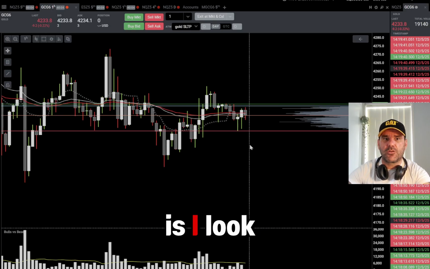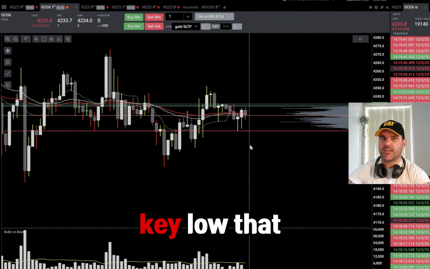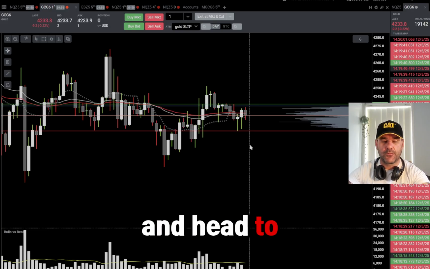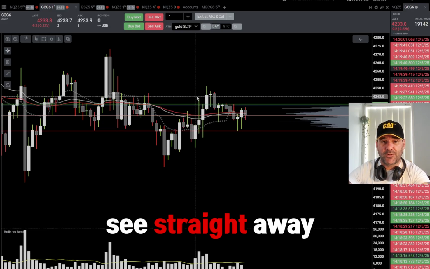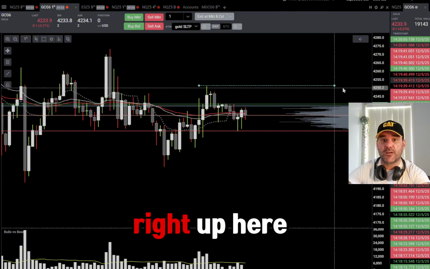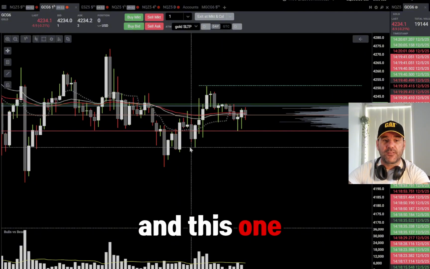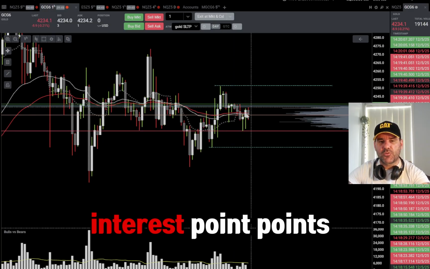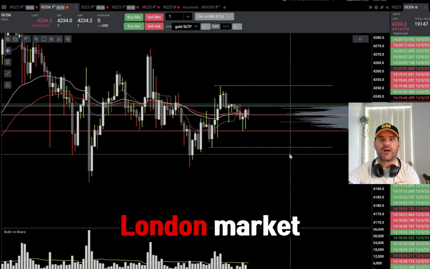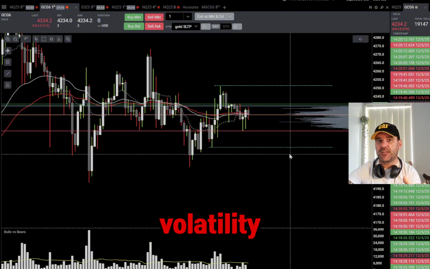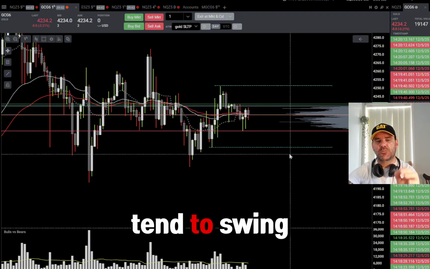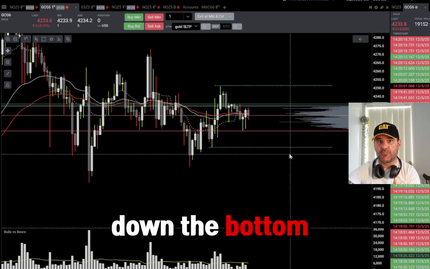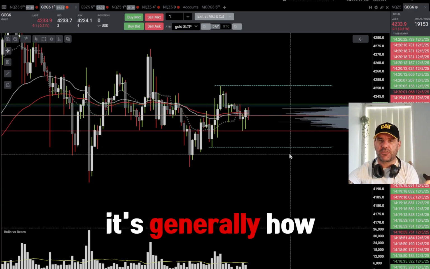So the first thing I do is I look for a nice key high and a nice key low that I'm interested in, that the London market possibly could sweep and head to. So the first two spots I see straight away is this one right up here and this one down here. Now, those two points interest me a lot because the London market, although it has a bit more volatility than the Asian market, it doesn't tend to swing very much, like a lot in the direction. Generally, it will go down the bottom and then come back to where it started. That's generally how it works.